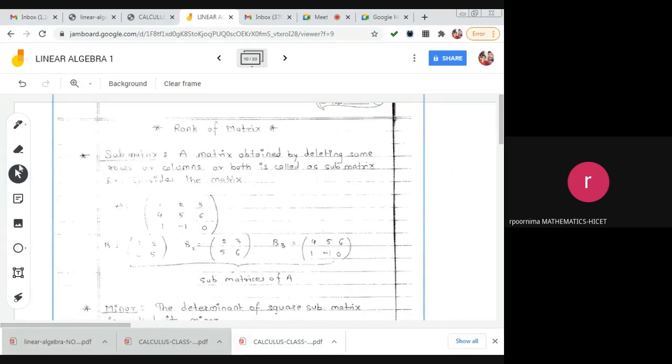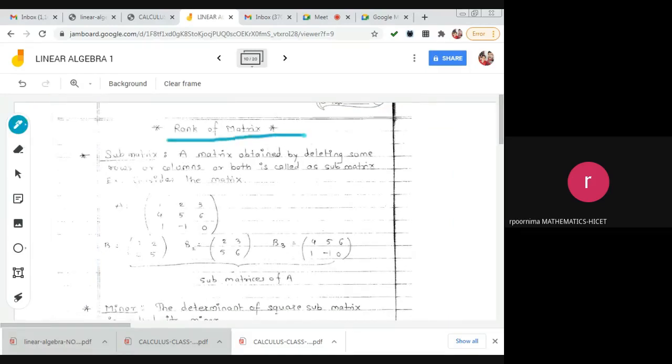Okay. Next, it is the rank of a matrix. First, what is a submatrix? A matrix obtained by deleting some rows or columns or both is called a submatrix. For example, consider a matrix with rows 1, 2, 3; 4, 5, 6; and 1, minus 1, 0. Just delete the third column and the third row, and consider only 1, 2, 4, 5. Then it is said to be a submatrix. Like that you have to write.